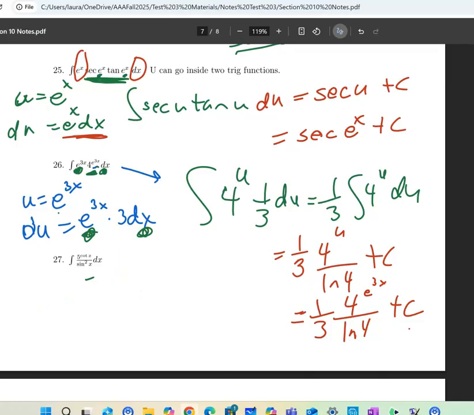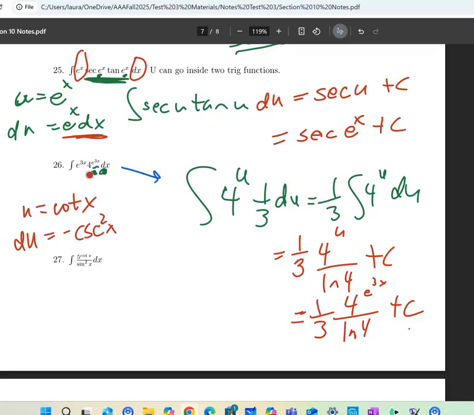Okay, let's do this one. So again, I've got this number to an exponent, so I'm going to let u equal the inside of the exponent. So du, you know, is negative cosecant squared. So I'm going to break this up. So I get 5 to the cotangent times 1 over sine squared dx.